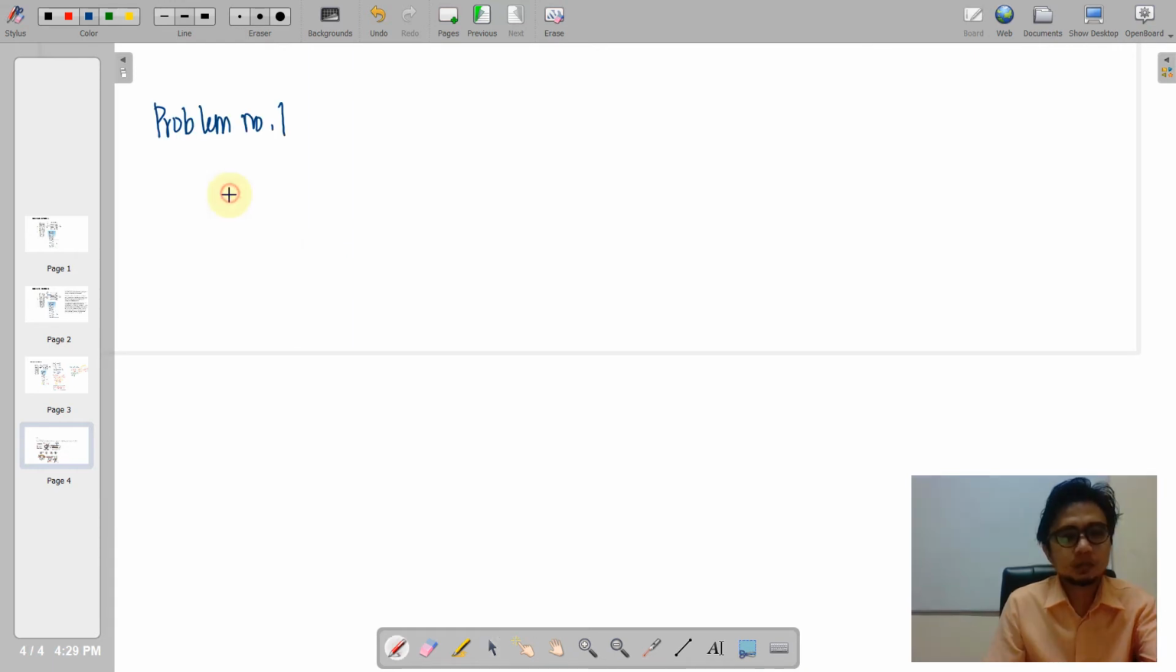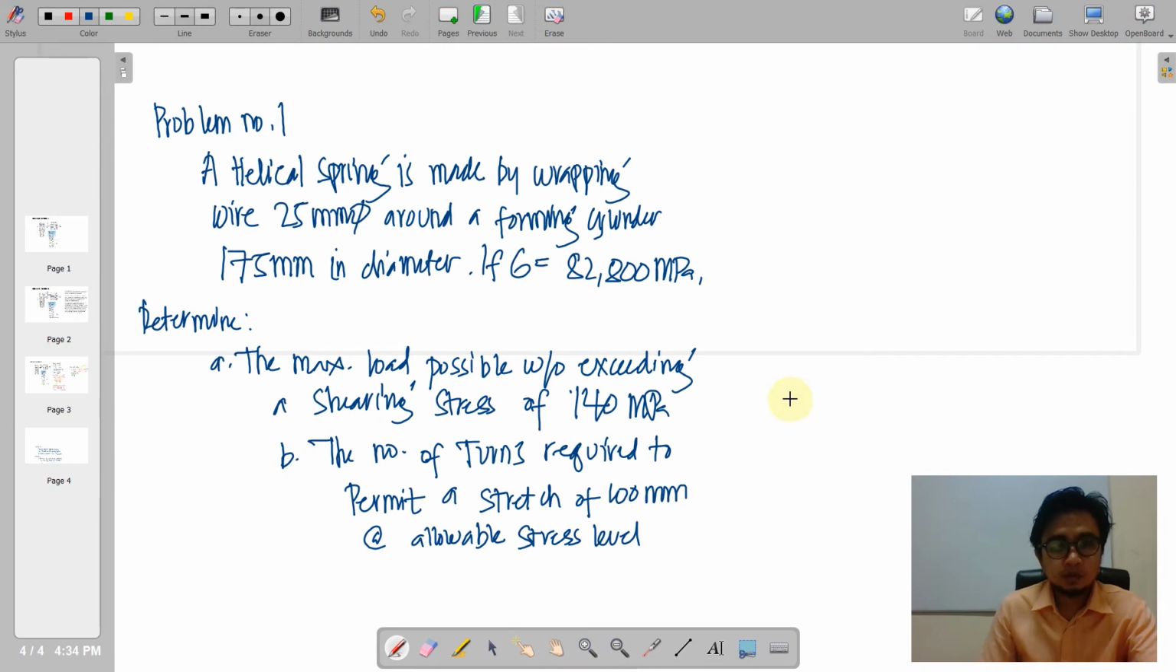Okay, so let us now proceed to examples so that we can appreciate the formulas and the quantities as well as the givens. Say we have the first problem here. For the first problem, a helical spring is made by wrapping wire 25 mm in diameter around a forming cylinder that is 175 mm in diameter. We consider G, the modulus of rigidity, to be equal to 82,800 megapascals. By this, we are going to determine (a) the maximum load possible without exceeding a shearing stress of 140 megapascals, and (b) the number of turns required to permit a stretch of 100 millimeters at the allowable stress level.